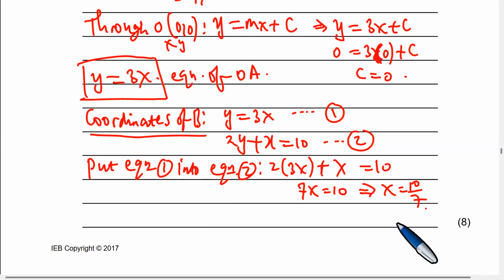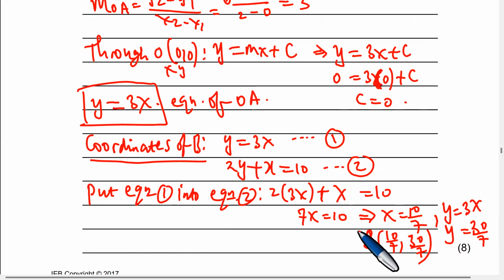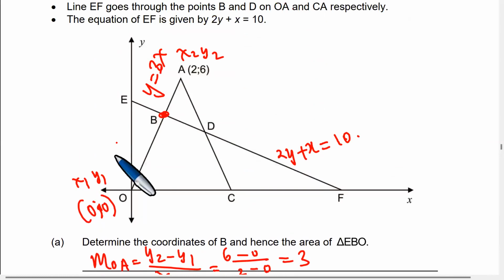So what is y? To get y, you can use y equals 3 times x. x is 10 out of 7, so if you multiply by 3, it becomes 30 out of 7. Therefore the coordinates of the point B are x is 10 out of 7 and y is 30 out of 7.